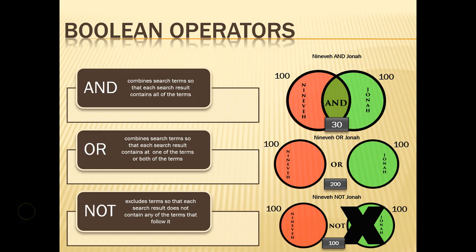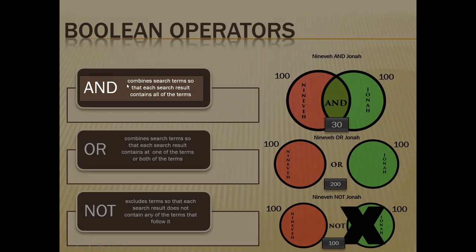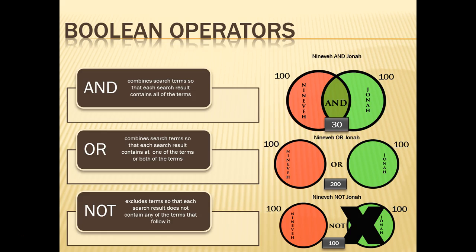Boolean operators help define the relationship between your terms. Boolean operators are AND, OR, and NOT. AND combines search terms so that each search result contains all of the terms. Like we see here in the diagram, AND is where the two terms overlap, and this is where your search results will come from.